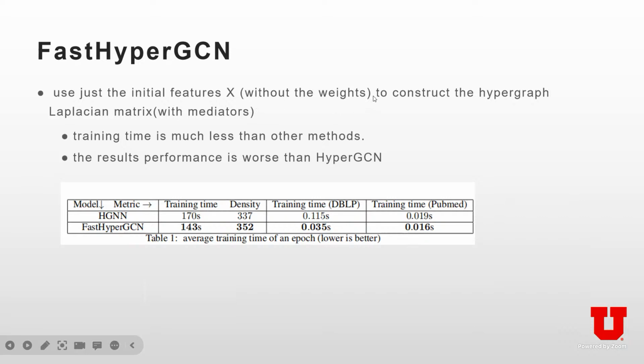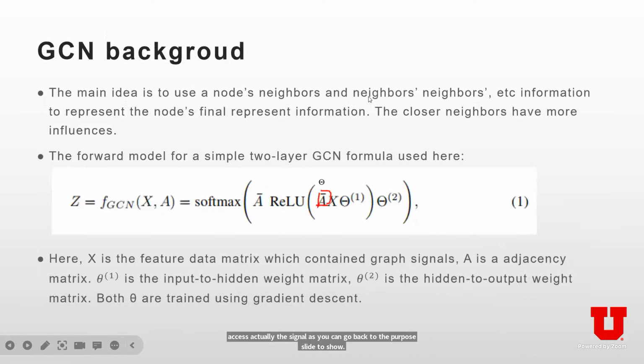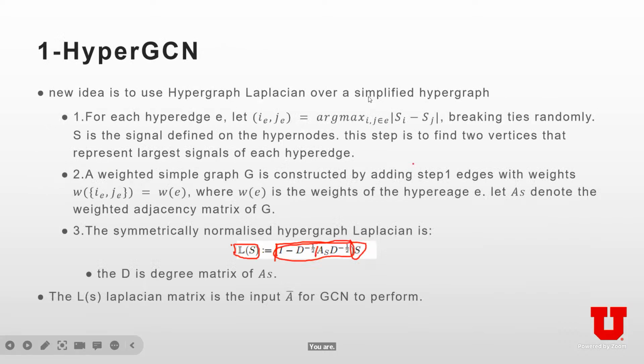I can give some comments here. The initial feature X is actually the signal S. If you can go back to the previous slide to show how to build the... No, next. Here. Yeah, this slide. You can see here the S is just your node feature about the graph.